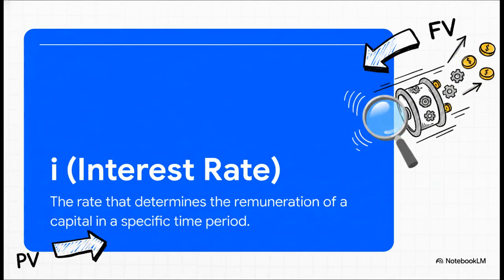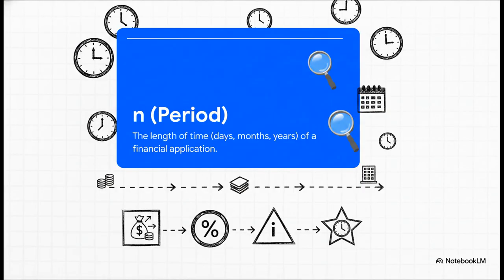So how exactly do you get from your starting point, PV, to your destination, FV? Well, that's where I comes in. That's the interest rate. You can think of it as the speed at which your money grows. It's basically the engine driving your whole financial journey. And last but not least, we have N, the period. This is just the duration of the trip, how long your money's going to be working for you, whether that's measured in days, months, or even years. So there you have it, PV, FV, I, and N. Those are the 4 essential building blocks for all of this.